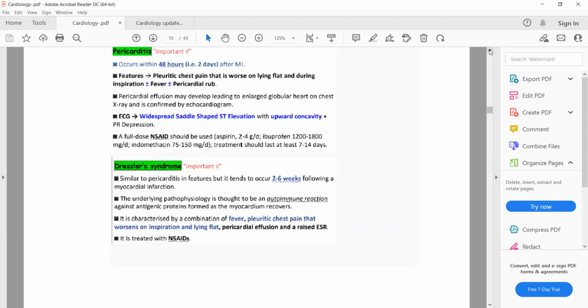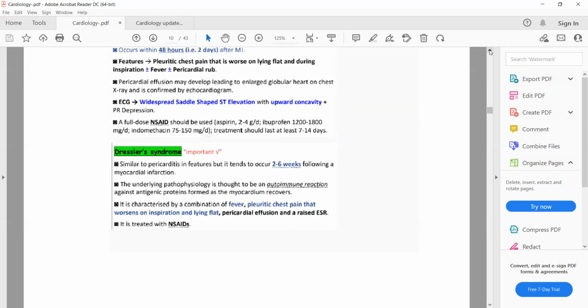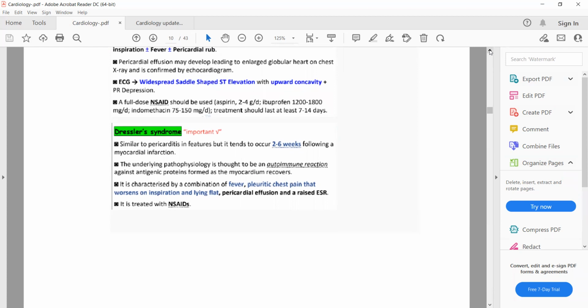An X-ray will show an enlarged globular heart. And an enlarged globular heart in a patient with features of pericarditis means the patient has developed pericardial effusion, which can be confirmed by echocardiogram.